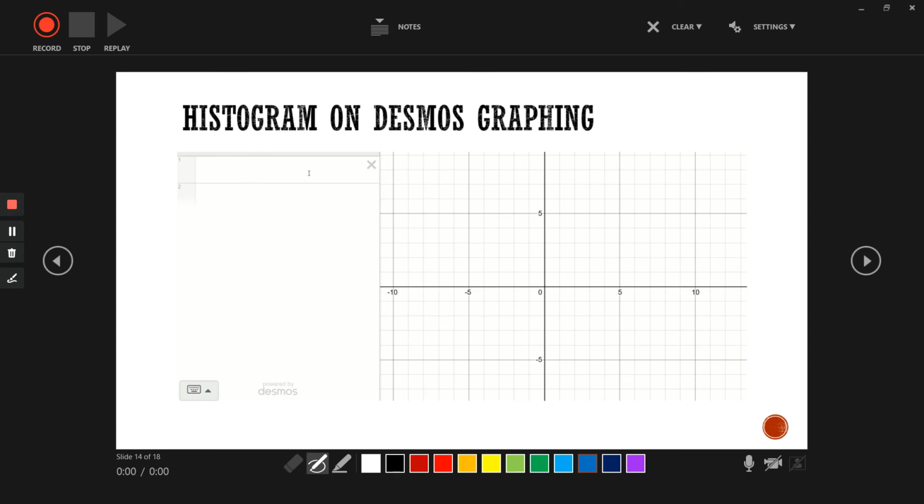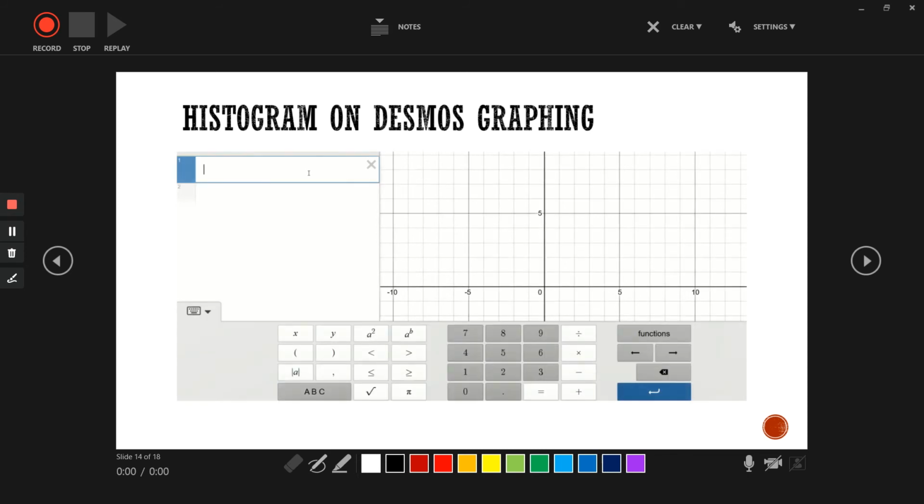Okay, now you can make histograms on your Desmos calculator. This is pretty cool. Right, so I'm going to start out making a set. I'm just going to enter in some random numbers for this so I can show you how to make a histogram.